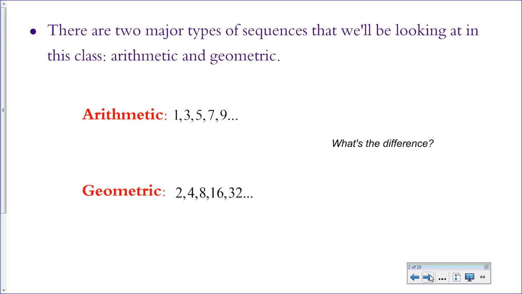If you're trying to look for the pattern, you'll see that in an arithmetic sequence, there's a certain constant that's being added each term to get the next term. And if you look at a geometric sequence and try to find the pattern, you might recognize that there's a constant that's being multiplied by each term to get the next term. So that's the major difference between arithmetic and geometric sequences. In this lesson, we're just going to dive into the arithmetic ones.